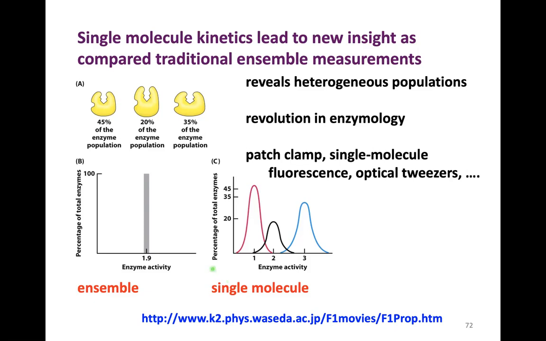heterogeneity of that population. For example, if we have our ensemble average with a particular enzyme activity, we can deconvolute that with single molecule methods appropriately chosen to look at the distribution of 3 different activities. And this can lead to insight into the mechanism, or perhaps insight into a way of modifying the behavior. This has led to a revolution in enzymology, in signal transduction, and so forth.